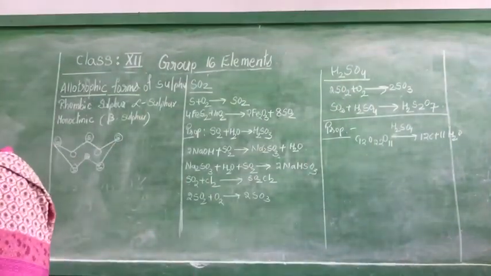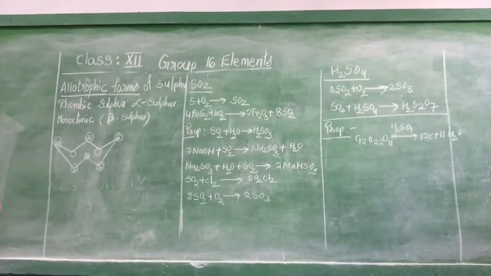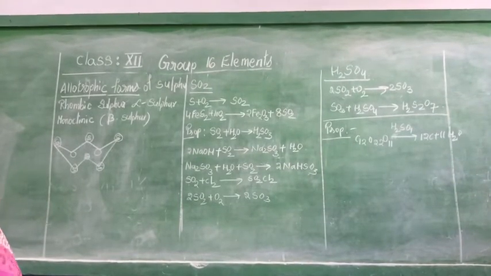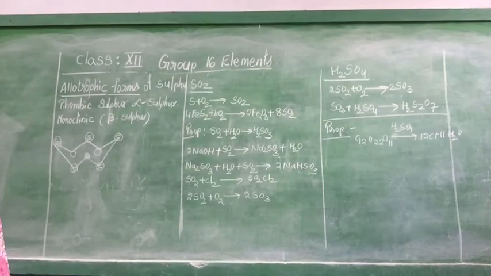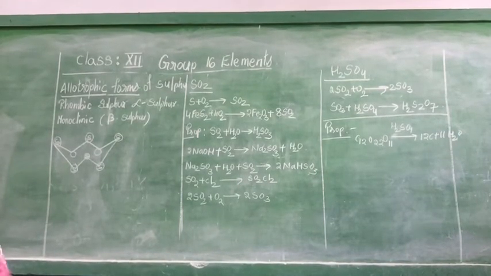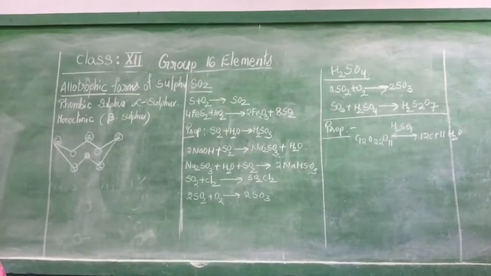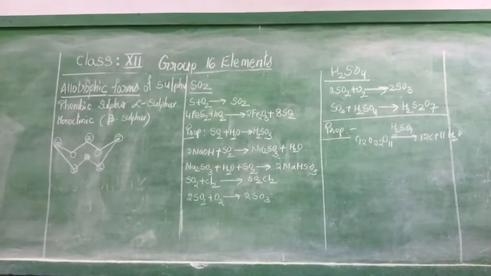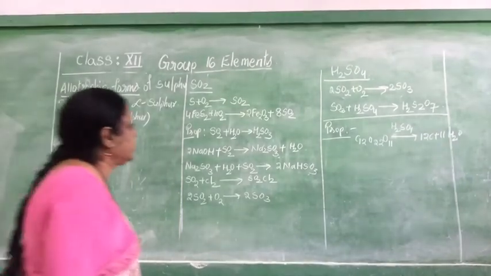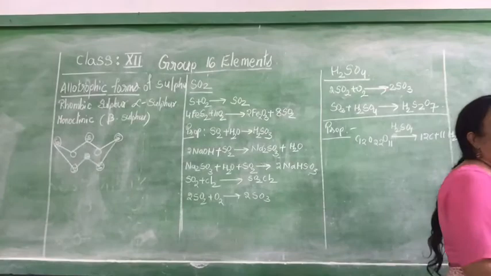Now rhombic sulfur crystals are formed on evaporating the solution of sulfur in CS2. Now next, monoclinic beta sulfur. Monoclinic sulfur is also known as beta sulfur. This form of sulfur is prepared by melting rhombic sulfur in a dish and cooling till a crust is formed. Two holes are made in the crust and the remaining liquid is poured out. On removing the crust, colorless needle-shaped crystals of beta sulfur are formed.